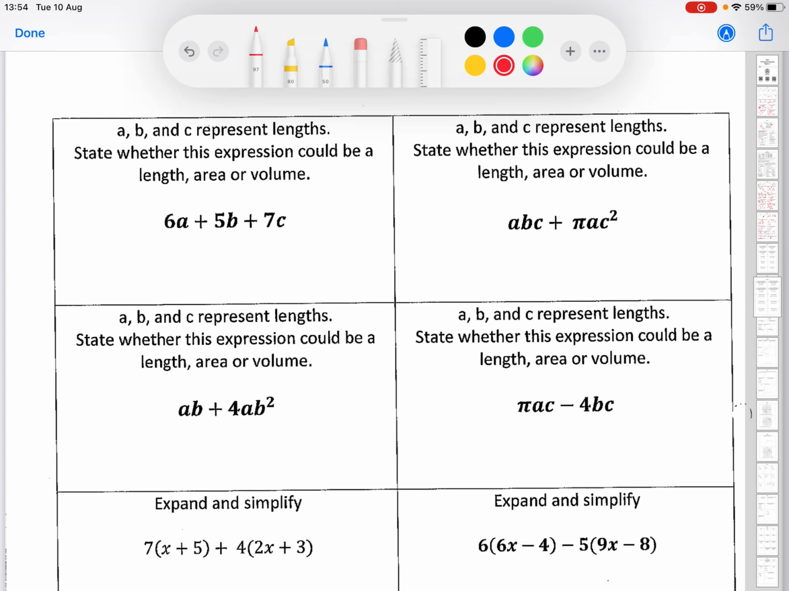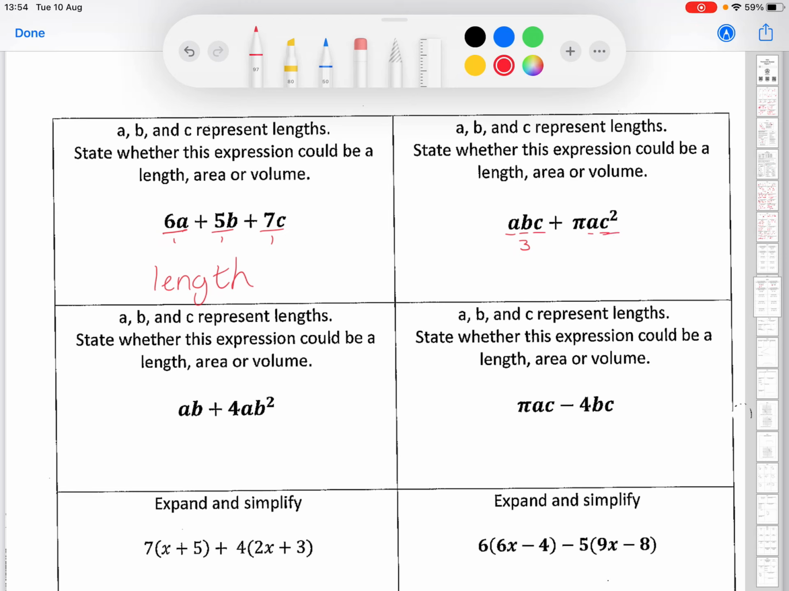Okay, task 12, we're going to express ABC, represent lengths, state whether the expression could be a length, area, volume, or sometimes it can be impossible. So this has just got one letter in. And this has got one letter, and this has got one letter, so therefore they're all lengths, so we can add those together to make a length.